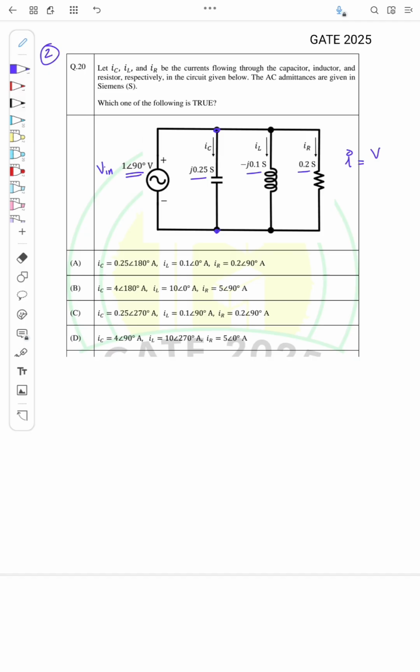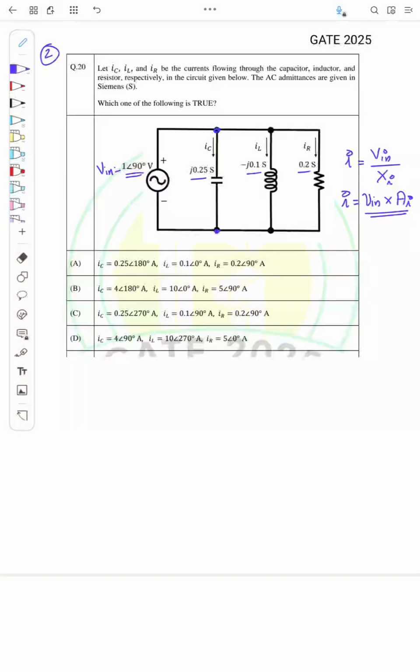So if this is the voltage V in, then the current is V in by the impedance of the element, or we can write it as V in into the admittance, which I will call A. So for some element, Xi is the impedance of the element, and Ai is the admittance of the element. Ai is 1 by Xi, right? And here what is given is Ai. Now we'll find the current.